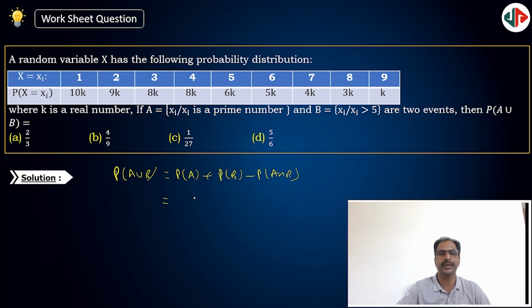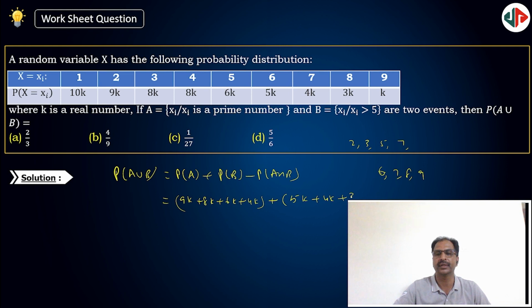What is P of A? Getting a prime number. What are the prime numbers we have? 2, 3, 5, 7. So what is the probability of getting a prime number? The probability of getting 2 is 9k, for 3, 8k, for 5, 6k, 7, 4k. Probability of B. What is B? x greater than 5, which means 6, 7, 8, 9. So for 6, 5k, 7, 4k, 8, 3k, for 9, 2k.